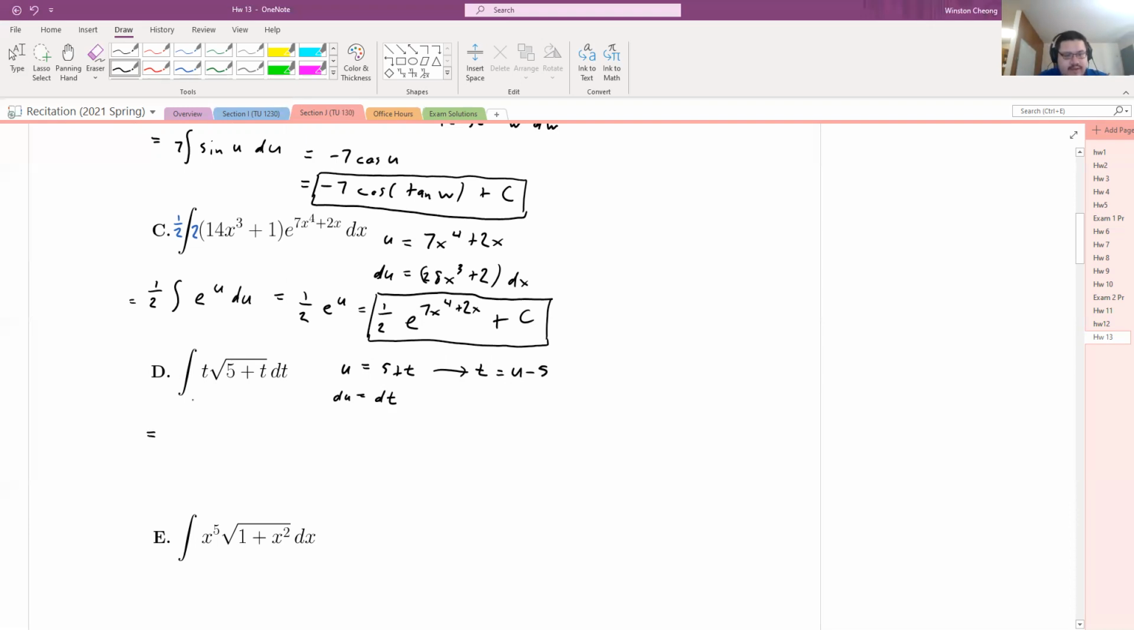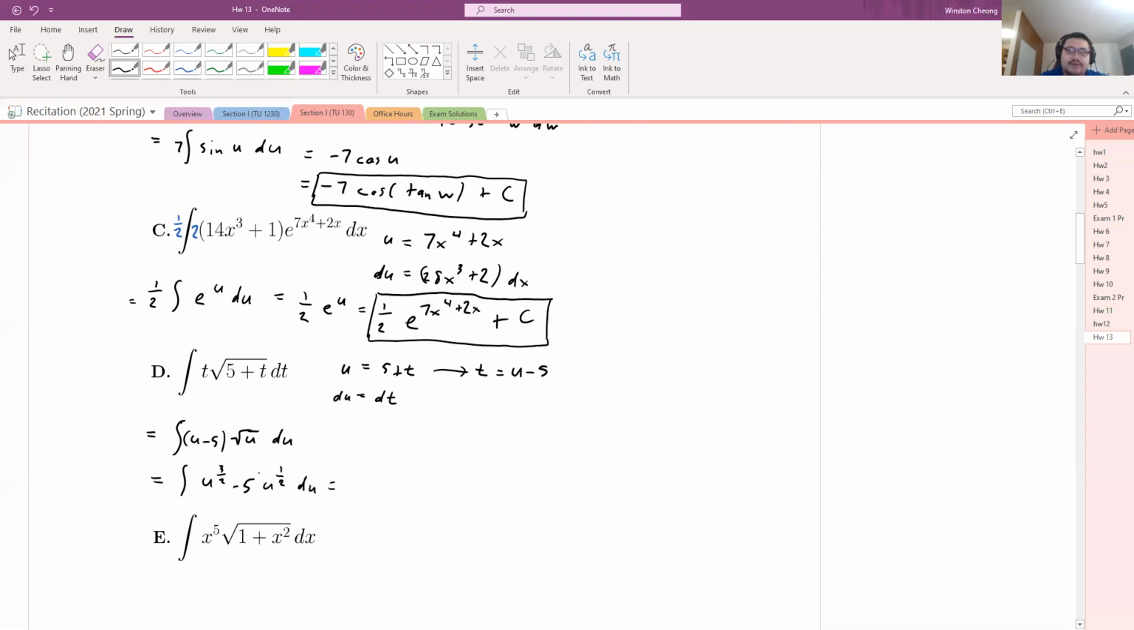And so that is how we perform the u sub in this case. So the t gets converted into u minus 5. The square root gets converted into the square root of u, and dt is equal to du. So we can convert the dt directly into du. And now this guy we can integrate because we can write this as sort of a polynomial in terms of u. All right, so this is just u to the 3/2 power minus 5u to the 1/2 power du.